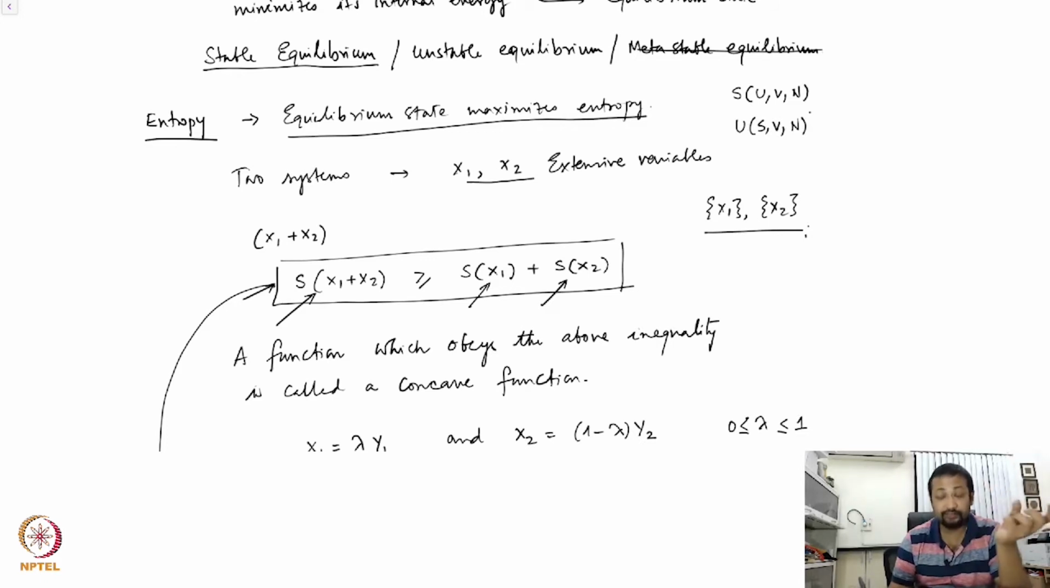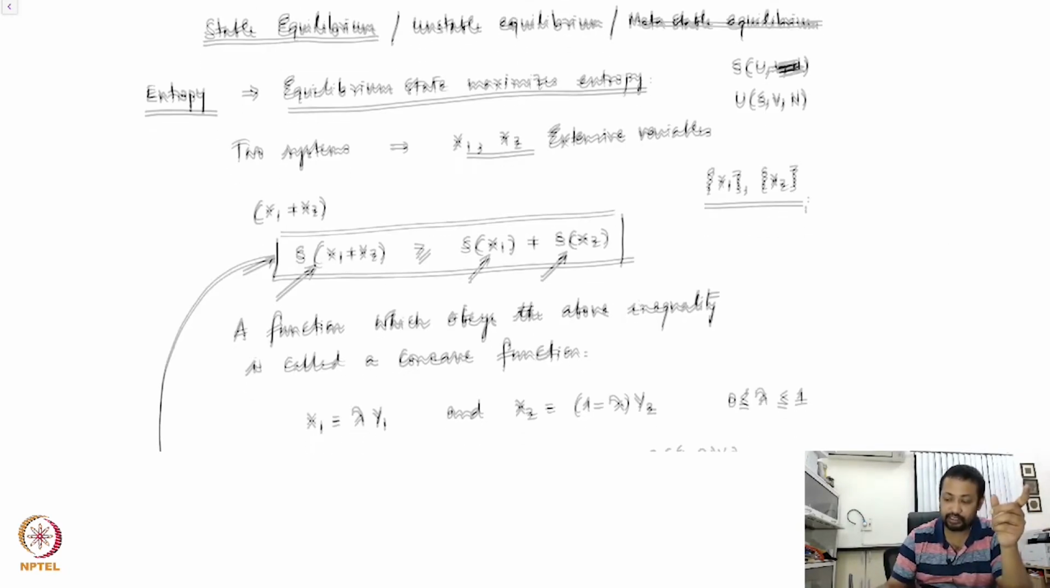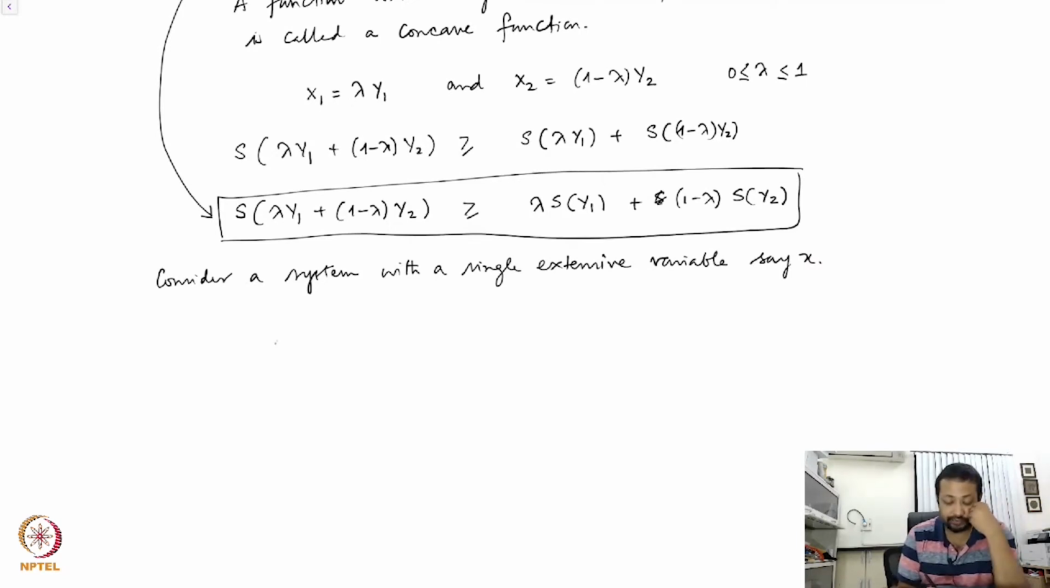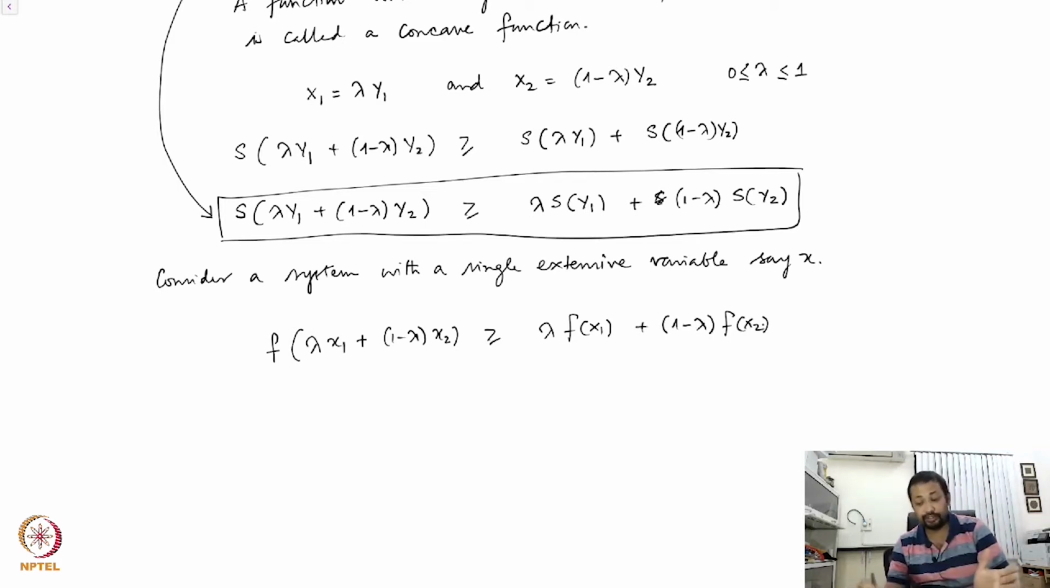So we can consider a system with a single extensive variable where we do not allow any fluctuations in v and n, so they are held fixed, or it could be we do not allow any fluctuations in u and n, with v held fixed. Then it follows that for such a function I would have f of lambda x1 plus 1 minus lambda x2 is greater than or equal to lambda f of x1 plus 1 minus lambda f of x2. So the idea is that I want to have a geometric interpretation of this inequality.